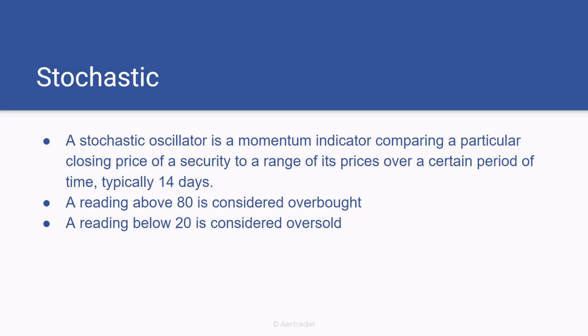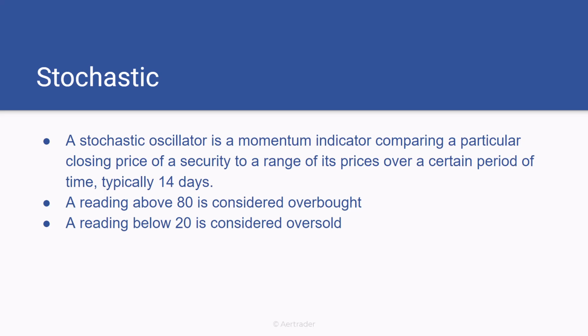The oscillator measures the distance between the current closing price and the range of prices over the specified period of time and then plots this value as a percentage between 0 and 100. A reading above 80 is considered overbought, which means that the security may be due for a price correction or reversal to the downside. Conversely, a reading below 20 is considered oversold, which means that the security may be due for a price correction or reversal to the upside. Traders may use these levels to help determine when to enter or exit trades.